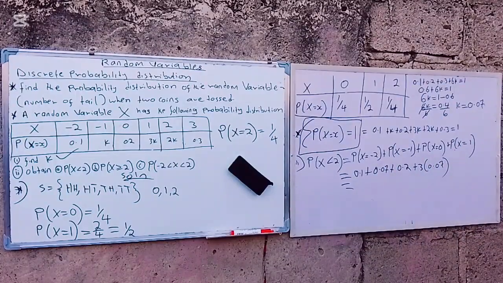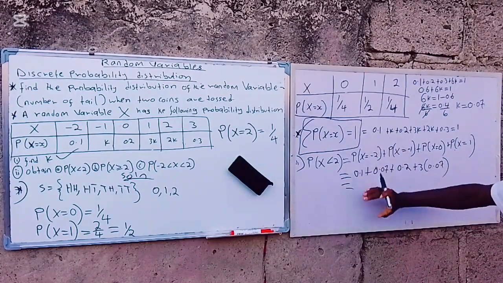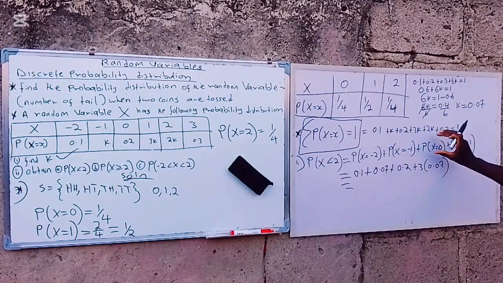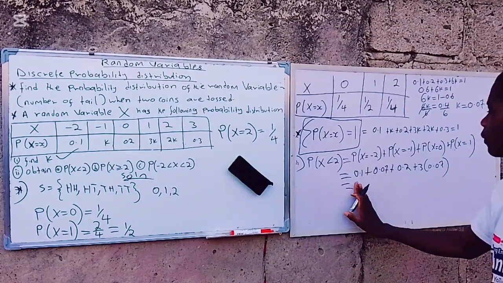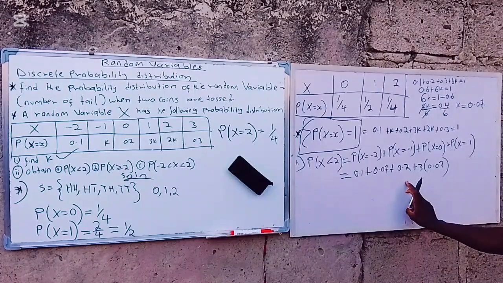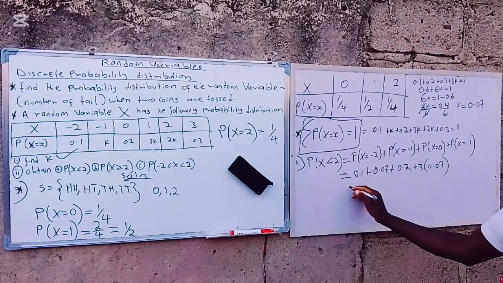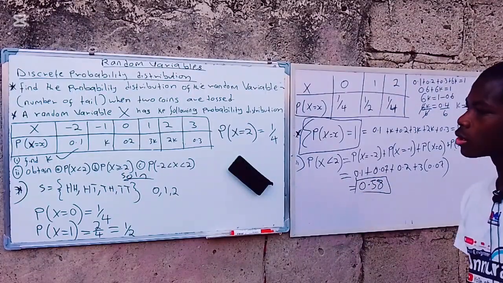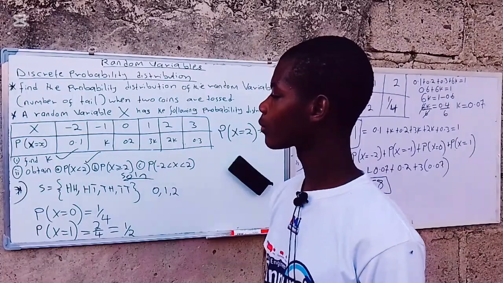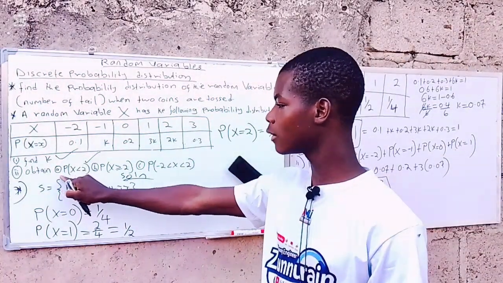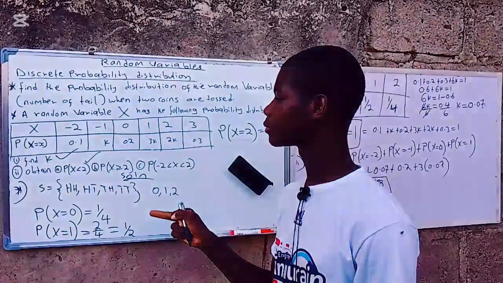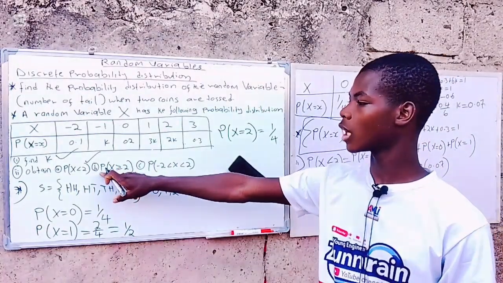So this should now be equal to, as you can see, 1, 2, 3, 4. We already found the probability of each part of x: x equals -2, x equals -1, x equals 0, and x equals 1. So the total probability, this plus this plus this, and therefore 3 multiplied by this, should now be equal to 0.58. So this is the solution of A, whereby we obtain the probability of x which is less than 2.